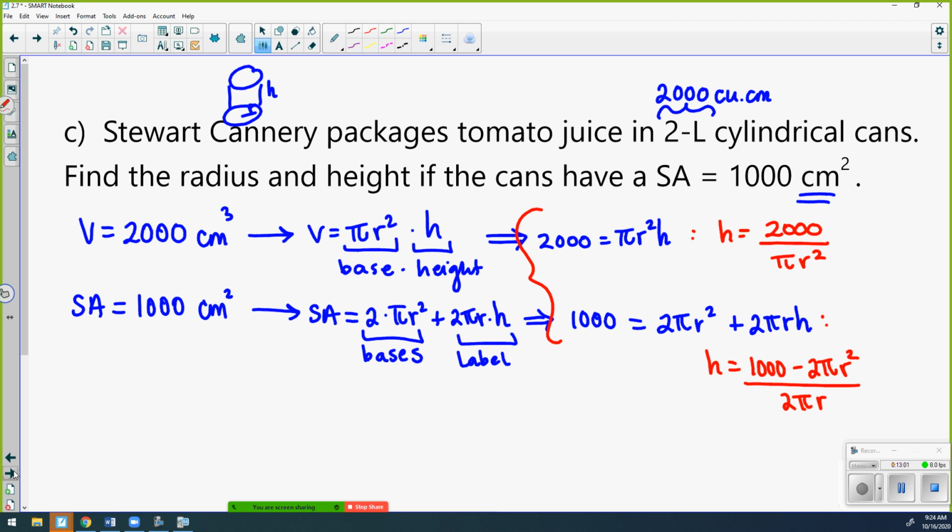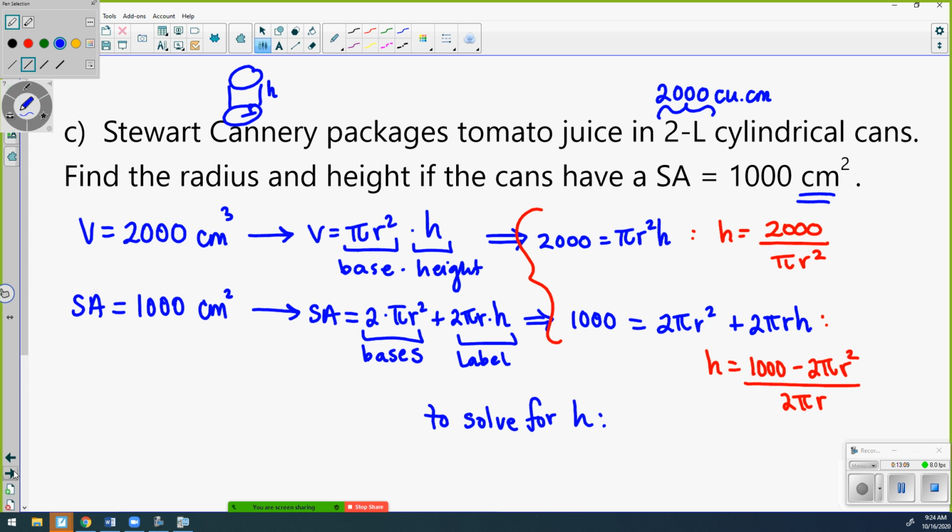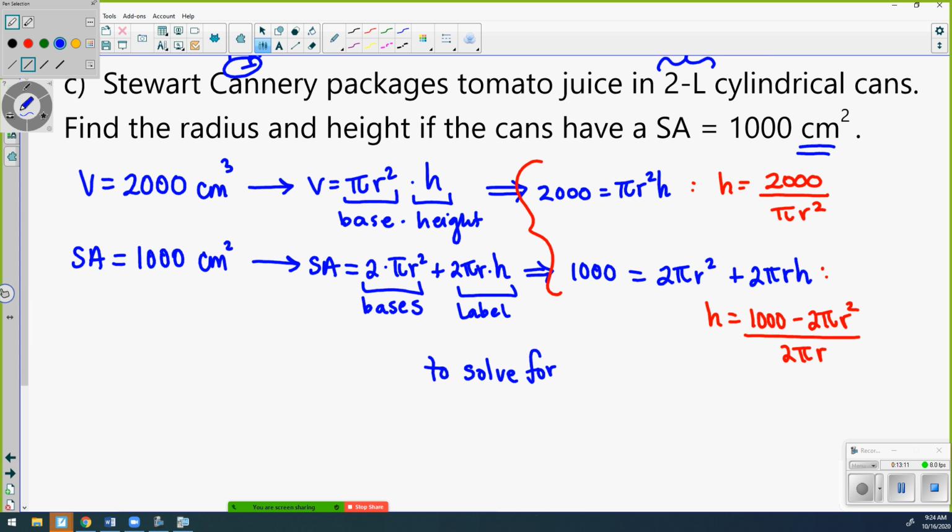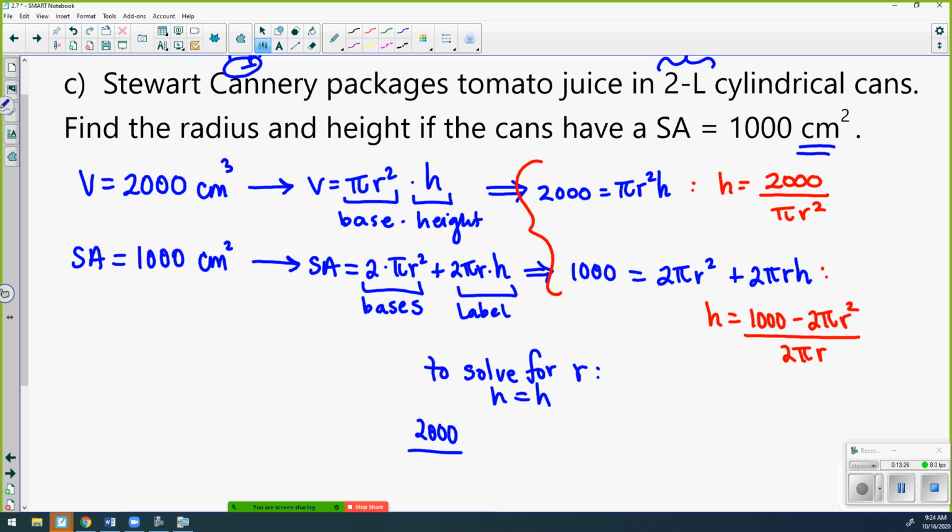And then to solve for h, I'm just going to set, no, I take that back. I'm going to solve it for r. So to solve for r, I can set the h equal to the other h. Because no matter what, we're talking about the same can. The can has the same height and the same radius, whether you're talking about its volume or surface area. Okay, so check it out. 2,000 over pi r squared is equal to 1,000 minus 2 pi r squared over 2 pi r.